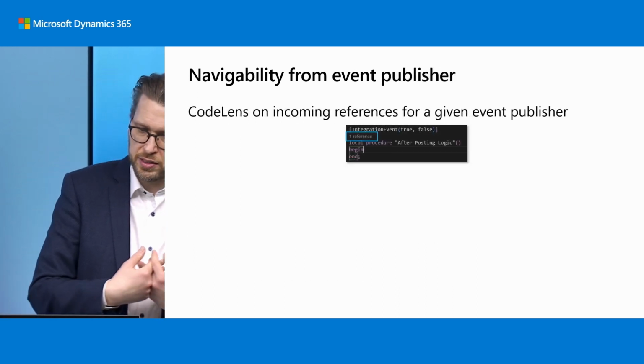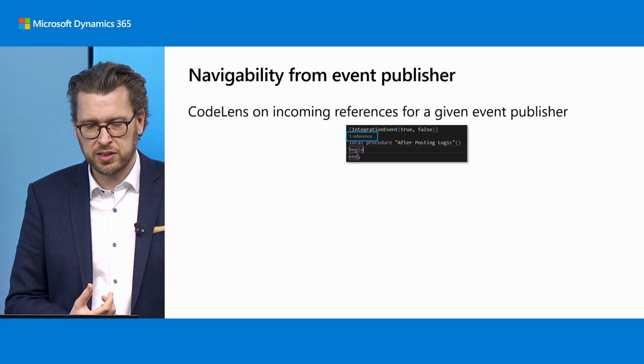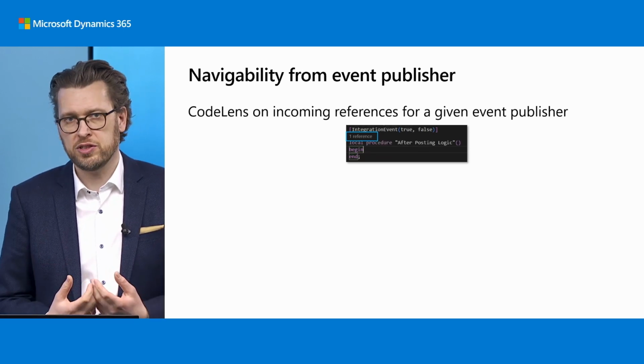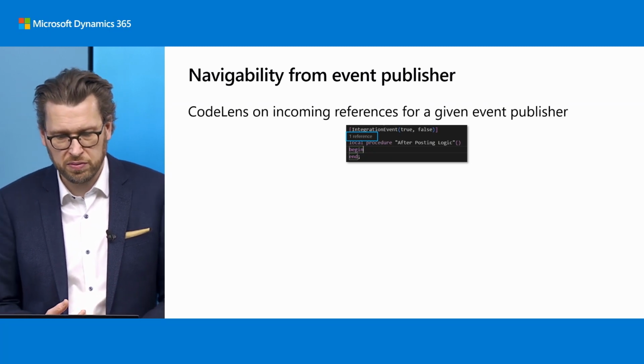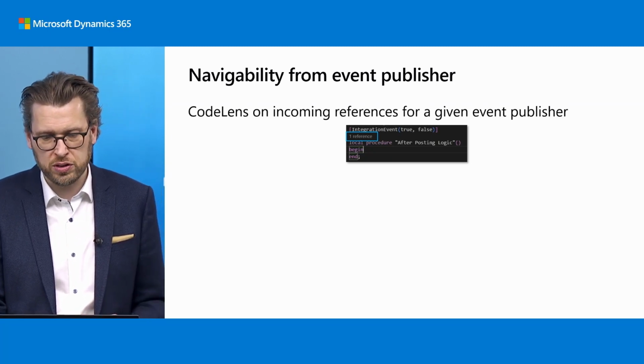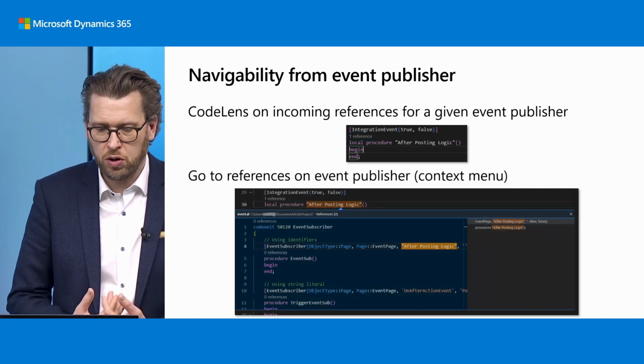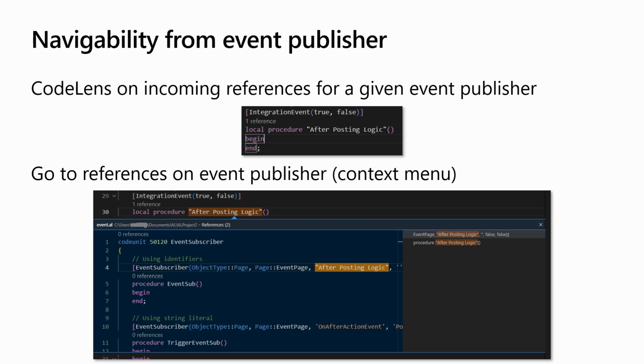Now, at the same time, from the event publisher itself, you can now in CodeLens see all of the incoming event subscribers for a given event publisher, right? In this case, we have one reference into this event. And if I call the references on the event, I can navigate and jump between the event publisher and all my event subscribers, right? This would be the same view you would see if you invoked it on the event subscriber. There you would just start in the event subscriber instead of in the event publisher.